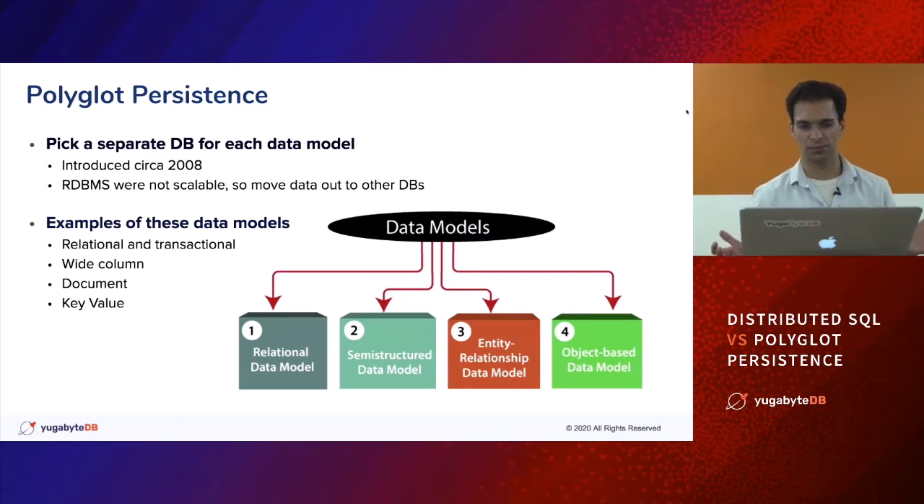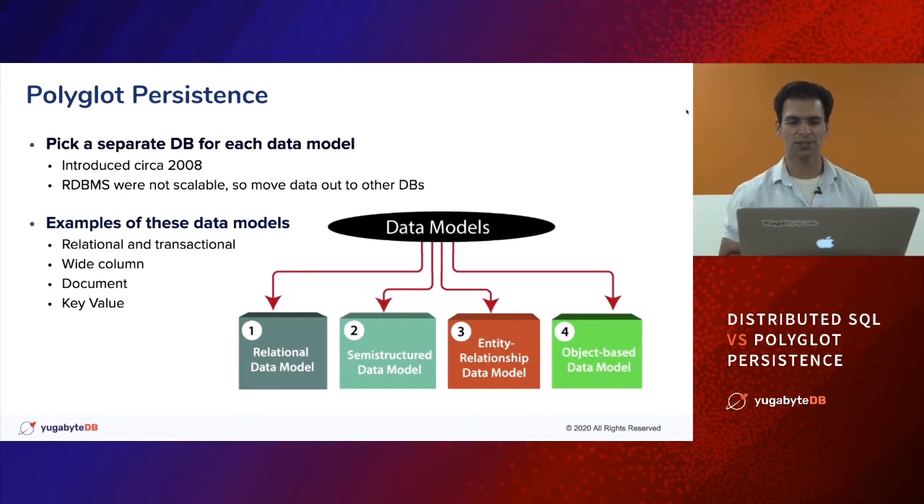RDBMSs were not scalable. So you'd move the scalable portion of the data out to other databases. And you have a number of these other data models, right? Like you have the relational data model, which requires transactions and relational integrity. You have wide column, document, key value. You have a number of these, right? So you start moving out data models that will not fit in your relational model or be satisfied by the relational database to specialized databases that would give up a bunch of stuff relational databases do, but give you other features in return. So what does this mean, right?